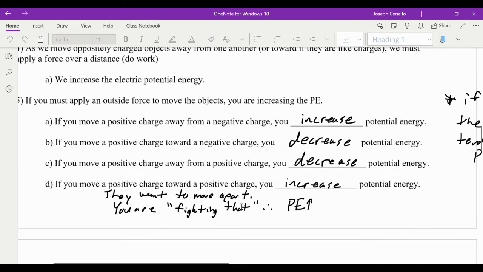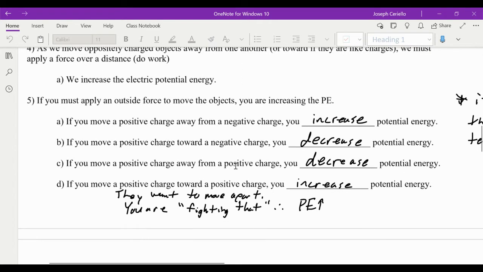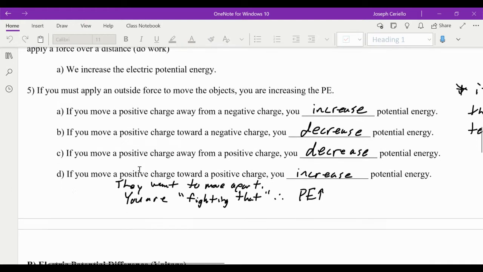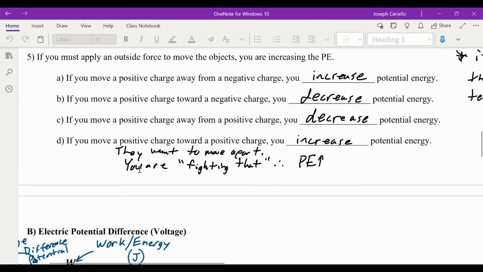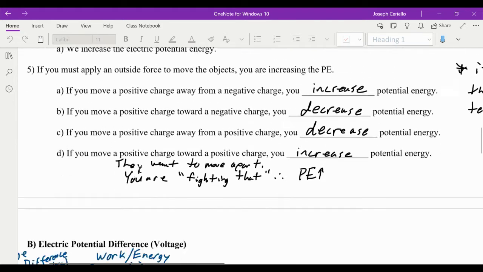All right? A great review for your quiz would be to play through all of these as if the first charge listed is negative. See how things would change a little bit. But you go through the same process.